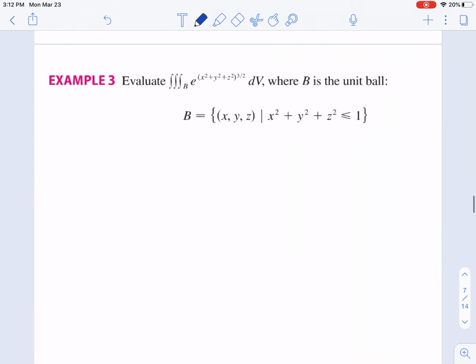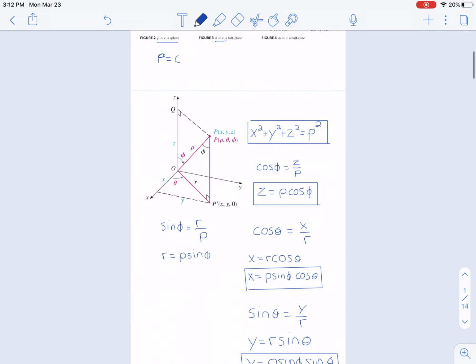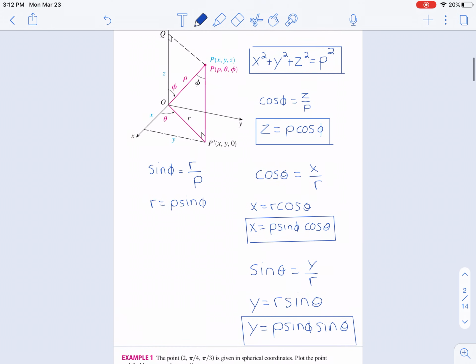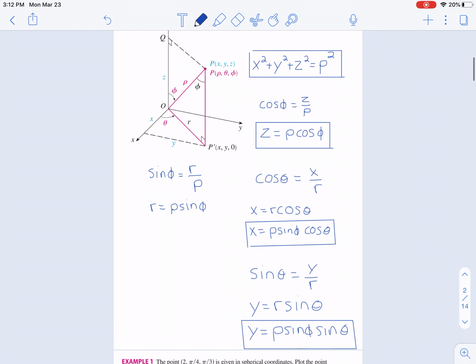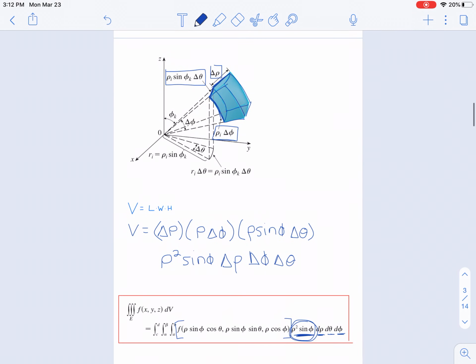So these examples we'll do next time. But what I want to emphasize again: we have these four equations to convert back and forth. When we want to convert a point or our function into spherical coordinates, and then when we want to integrate, we're integrating again over these little, you can consider them rectangular prisms, which is length times width times height.